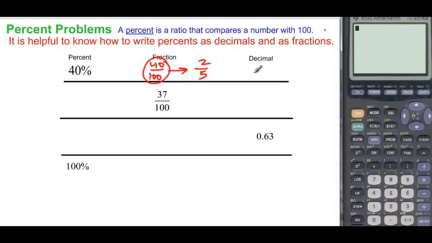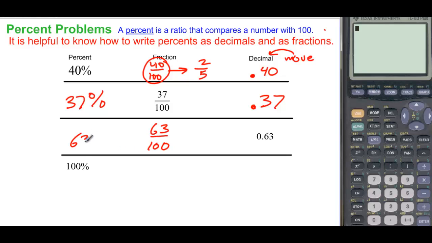As a decimal, it's out of 1. So we're talking about 0.40. So we got to move the decimal place to make that work. So it's 0.40. Over here, notice if they give us, as a fraction, 37 out of 100, that's the same thing as 37% or 0.37. Over here, they give us a decimal. So how does that look as a fraction? 63 out of 100 or 63%. So decimals and percentages and fractions are all related in this fashion.